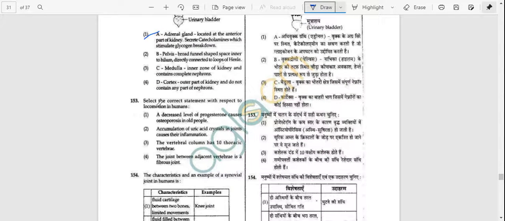153 number question. Select the correct statement with respect to locomotion in humans. A decreased level of progesterone causes osteoporosis in old people. Accumulation of uric acid crystals in joints causes their inflammation. The vertebral column has 10 thoracic vertebrae. The joint between adjacent vertebrae is a fibrous joint. Answer is option B. The accumulation of uric acid crystals in joints causes their inflammation, called gout.